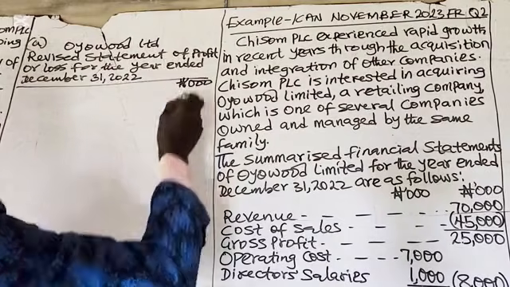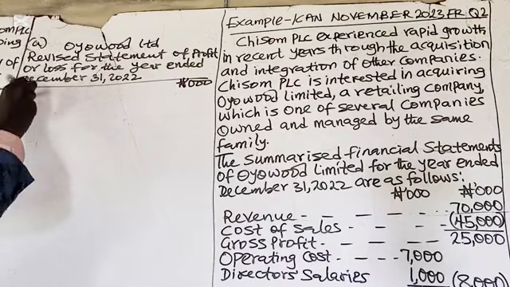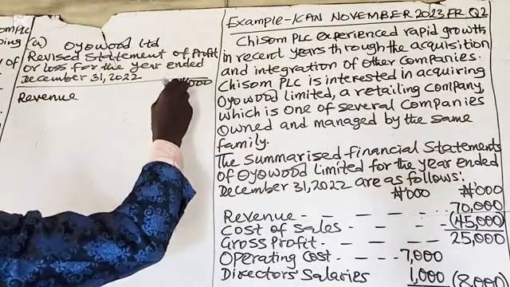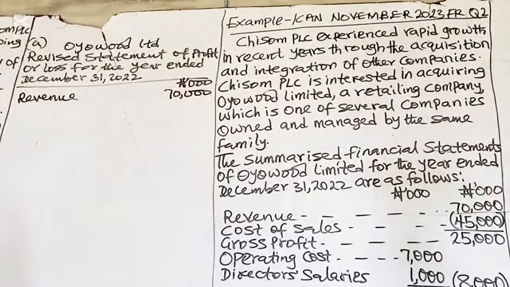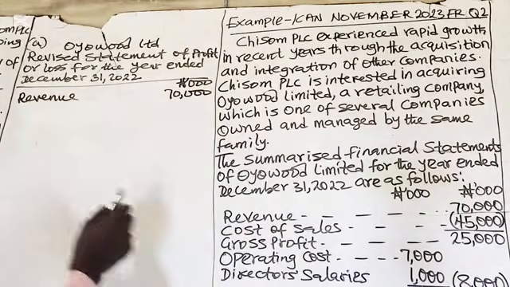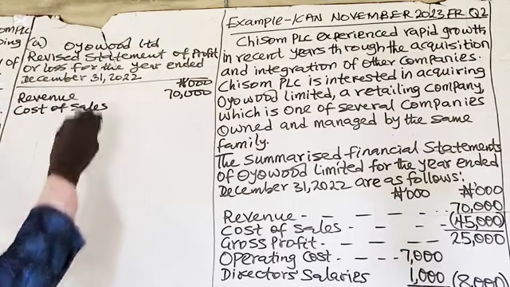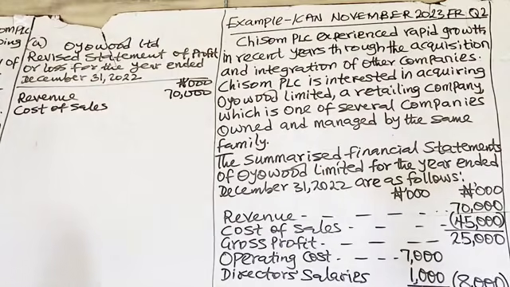The first item is revenue. The revenue provided in the statement of profit or loss amounted to 70,000 thousand naira, which is 70 million naira. After revenue, the next item is cost of sales. The cost of sales given in the already prepared statement of profit or loss amounted to 45,000 naira.